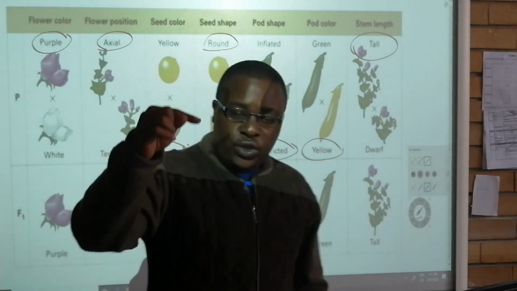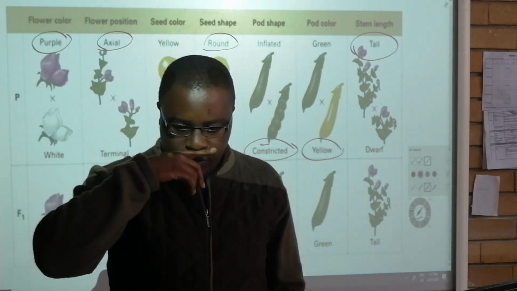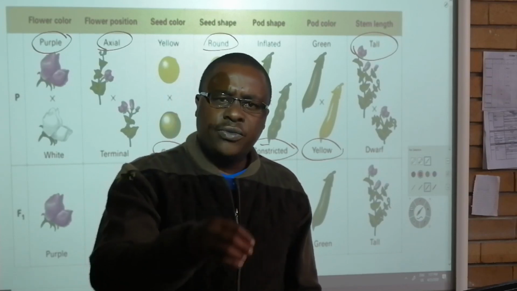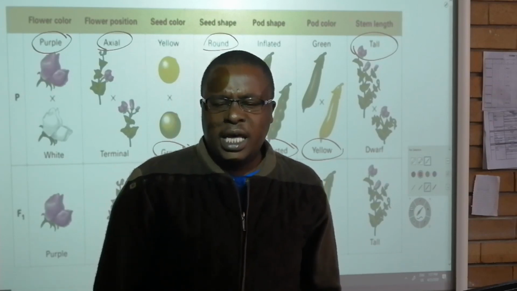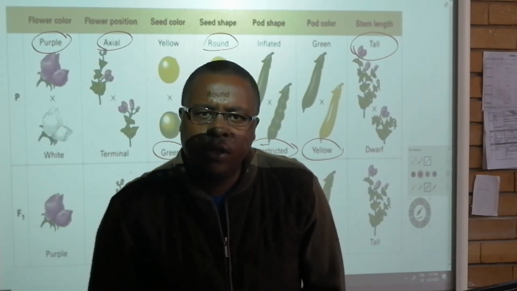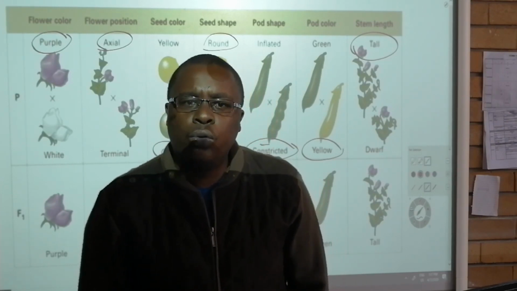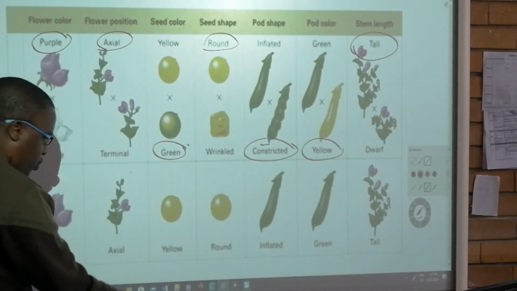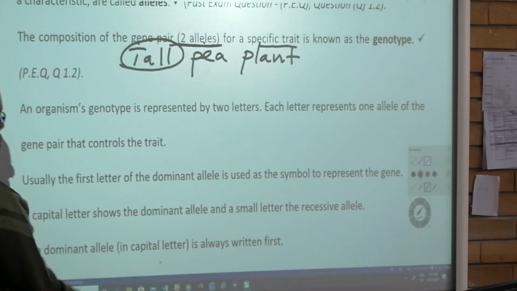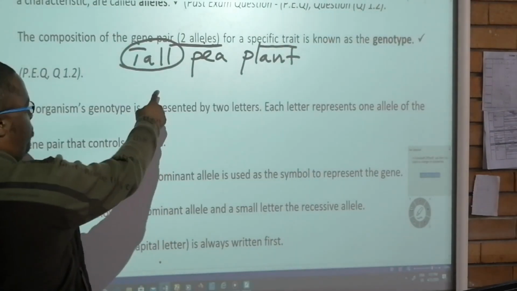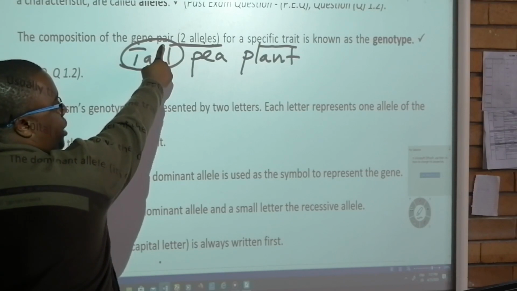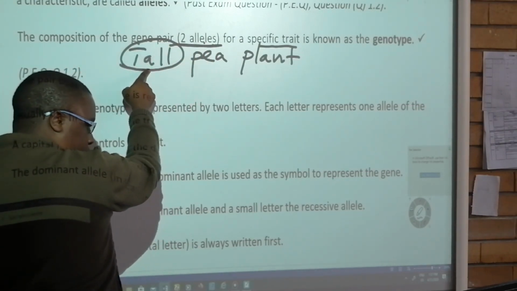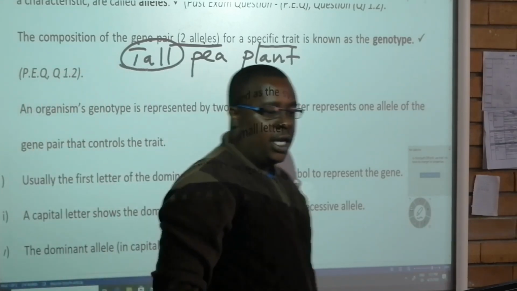So for our pea plant to be tall, it must have, inside within its DNA, alleles that code for tall pea plants. I hope you get that. Right. Let's go back. So our tall pea plant has a gene pair that has two alleles that are making it become tall. Good. I hope you got that.